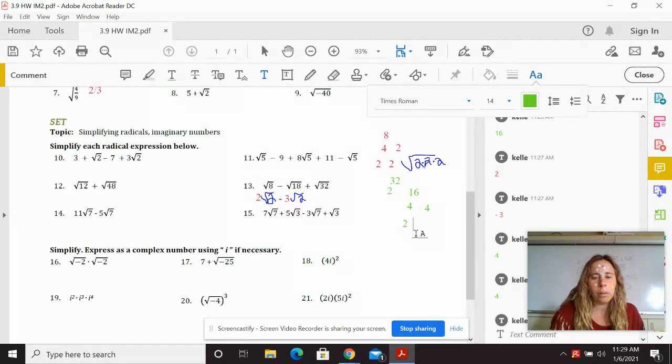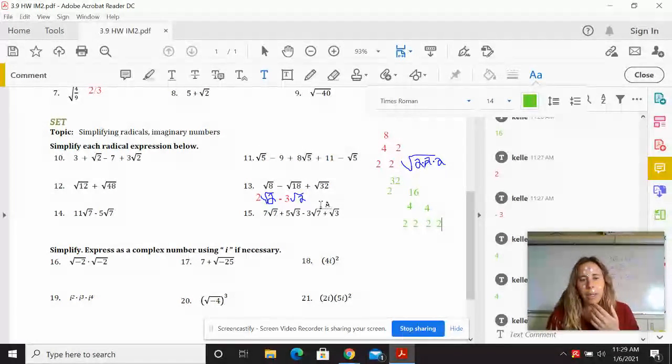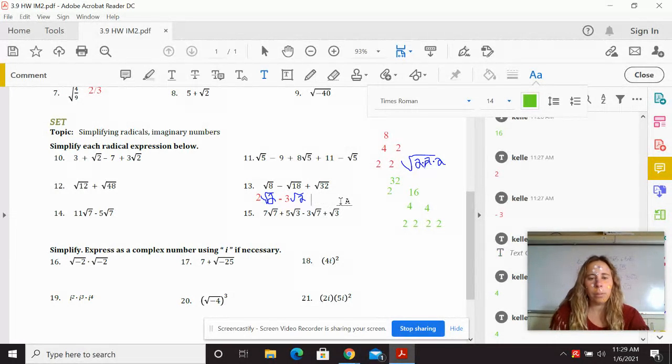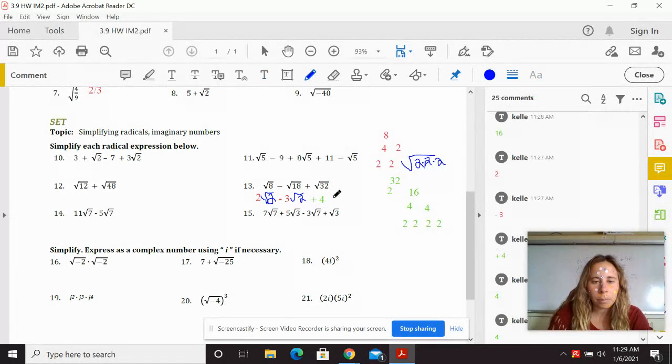4 is 2 times 2, and this 4 is 2 times 2. All right, so 32 is 2, 2, 2, 2, 2, 5 2s. Here's a group of 2, so I can pull out a 2. Here's another group of 2, so I can pull out a 2, and I'm left with a 2 inside. So that's 2 times 2, which is 4, times the square root of 2.